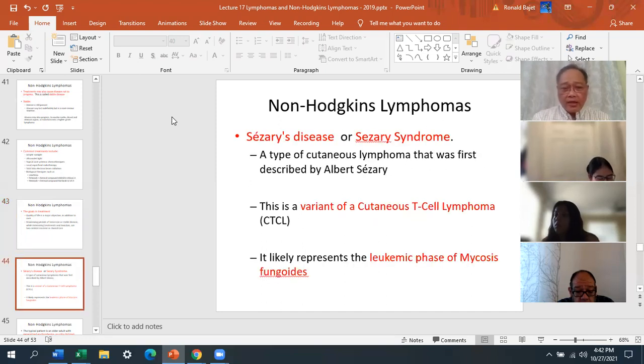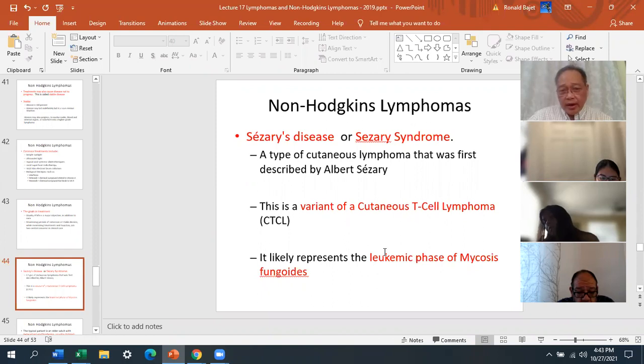And I talked about the Sézary disease and the Sézary syndrome. That's the leukemic phase of Mycosis Fungoides. So when the cells of the cutaneous T cell lymphoma are now becoming systemic, that's why it's leukemic. The cells are now floating around in your bloodstream. So the Mycosis Fungoides has now progressed to the Sézary disease or Sézary syndrome.